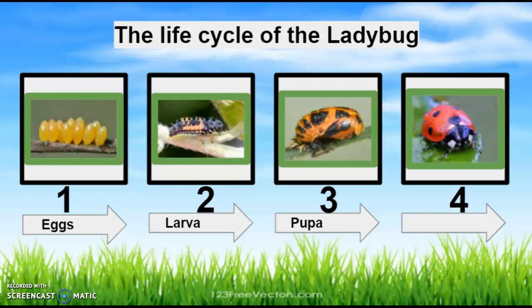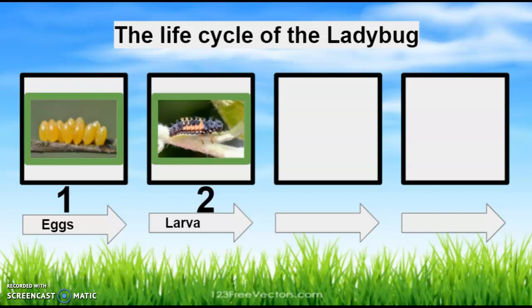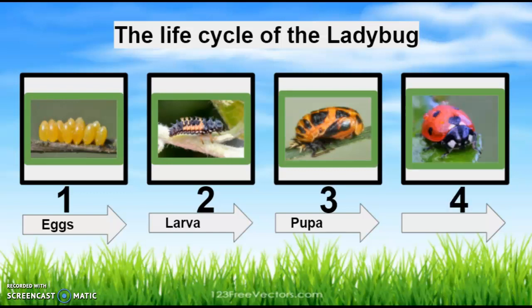After that third step, we have the fourth and final stage, and that is the adult ladybug. I hope you guys were able to remember those 4 stages, and let's try them one more time. So first we have the egg. Second comes the larva. Third, we see the pupa, and the last phase of our transformation is the adult ladybug.